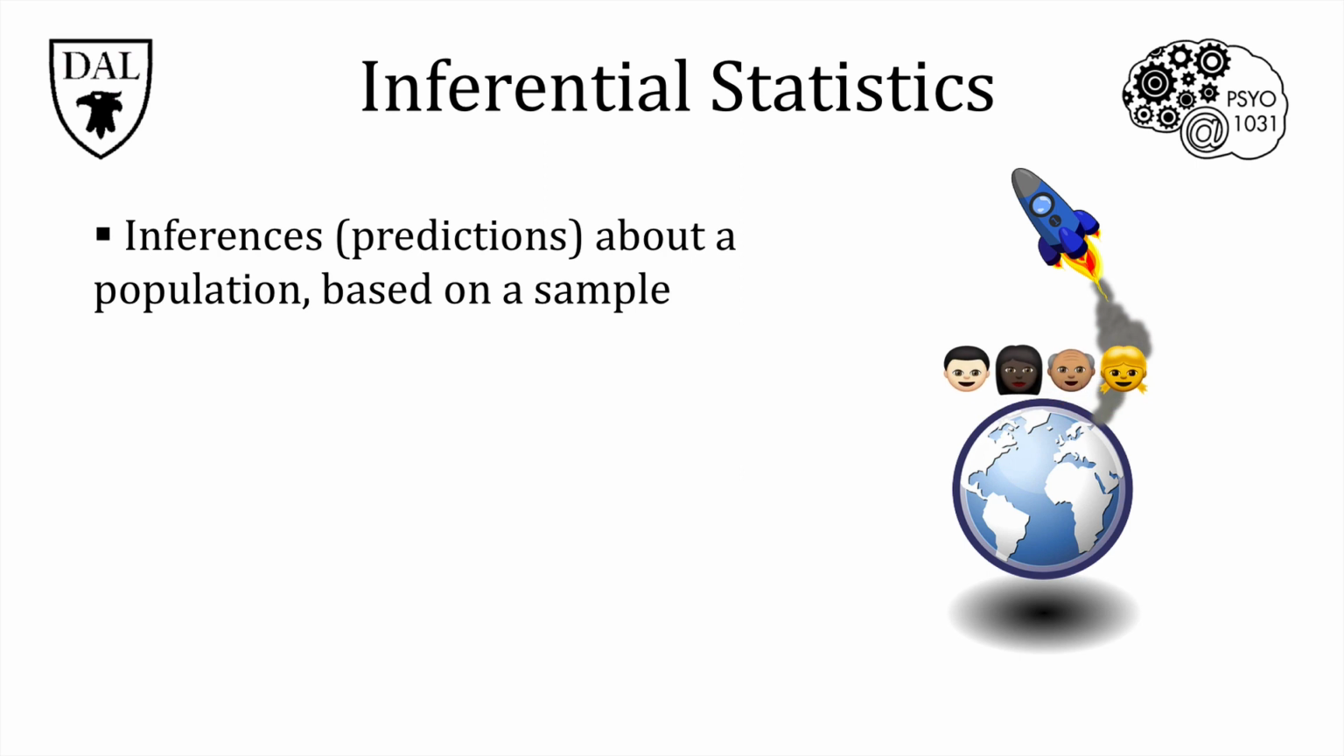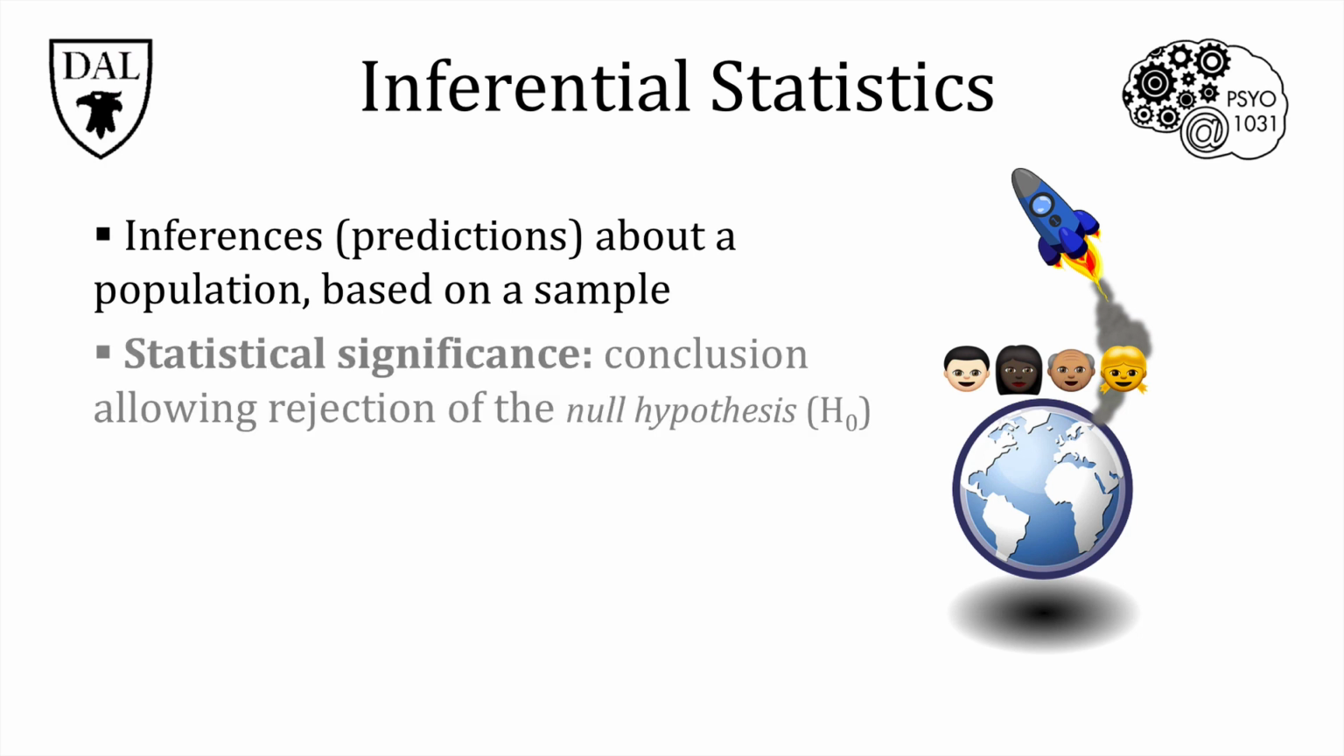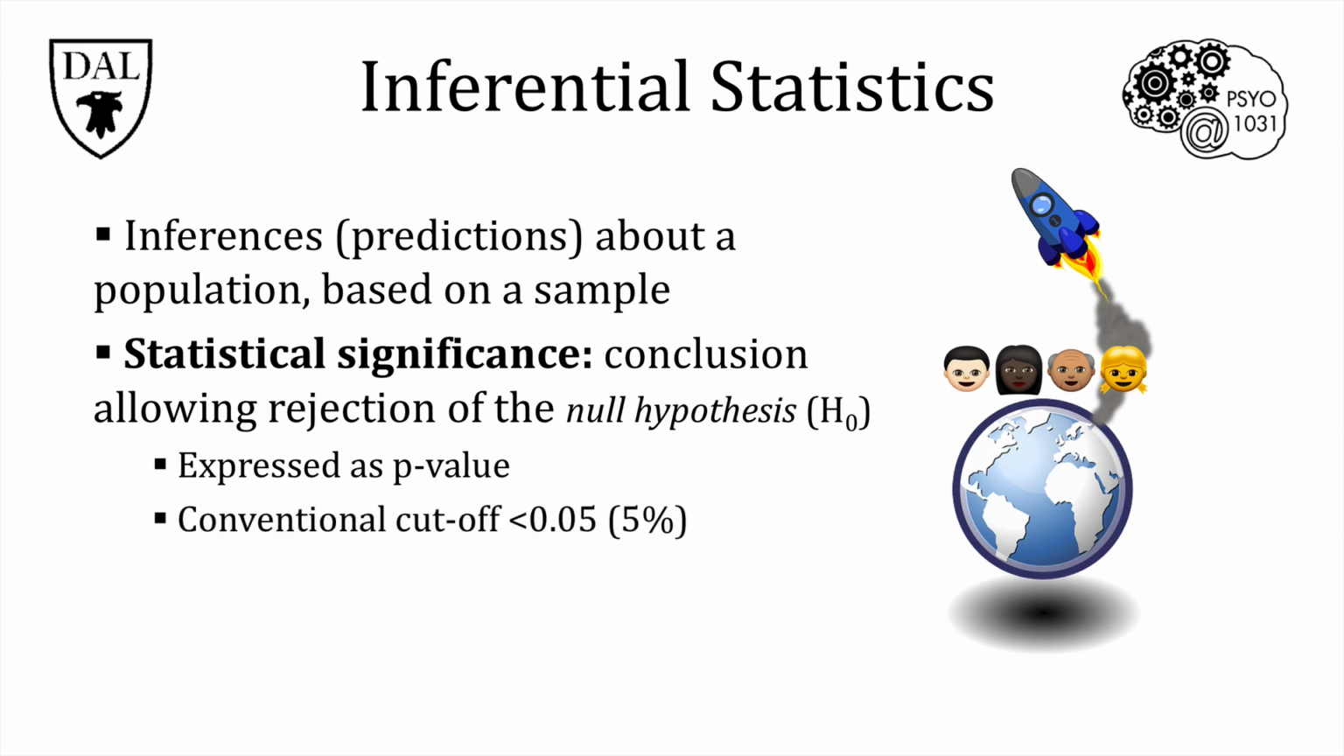The term that's used most often to describe inferential statistical findings is statistical significance, a conclusion based on statistics that allows researchers to determine whether they can reject the null hypothesis. The null hypothesis is usually a statement that there's no difference, and is usually the opposite of what the researcher hopes to find. Statistical significance is usually expressed as a p-value, and the conventional cutoff for a p-value is less than 0.05 or 5%. Let's look at an example to show how inferential statistics are used in psychology.